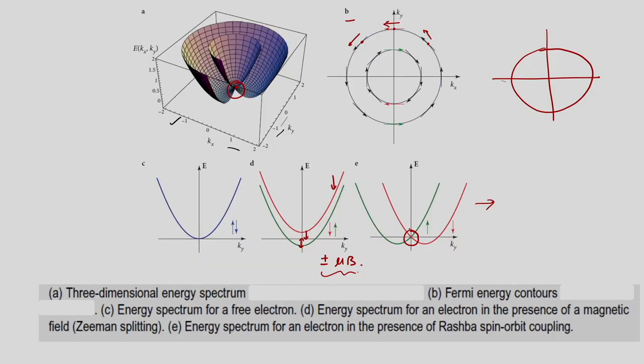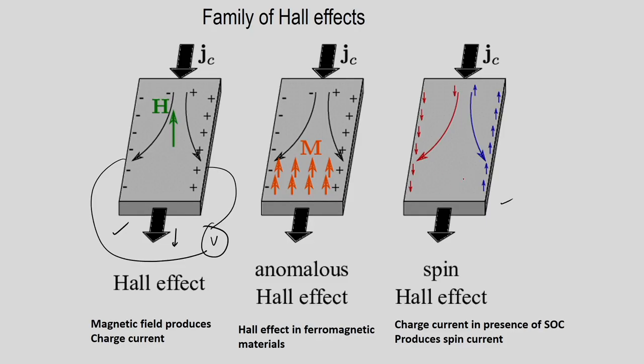Now you see that the difference between the red and the green curve is because of this alpha. If alpha becomes larger, the parabolic bands will move farther apart. If we go back to our plot that we have seen here, the more efficient spin accumulation at these edges of the sample will take place, and more accumulation at the two transverse edges will give rise to a larger spin Hall voltage, and will eventually give rise to a spin Hall current.